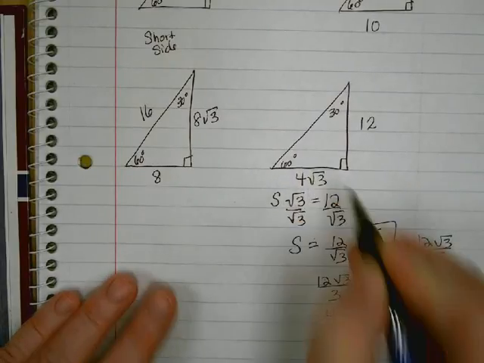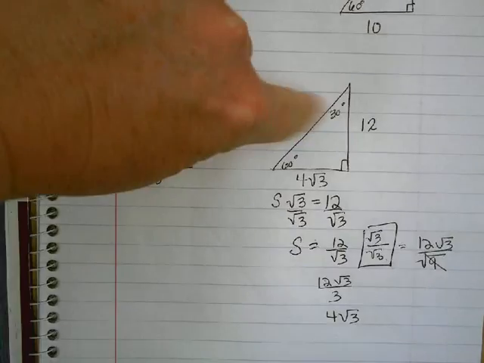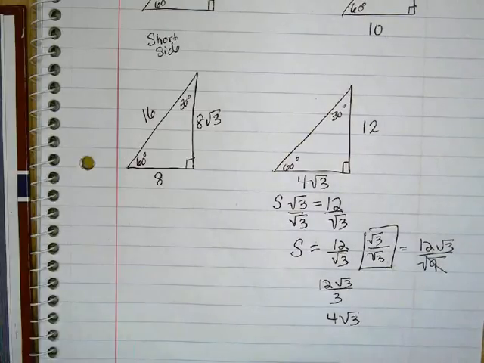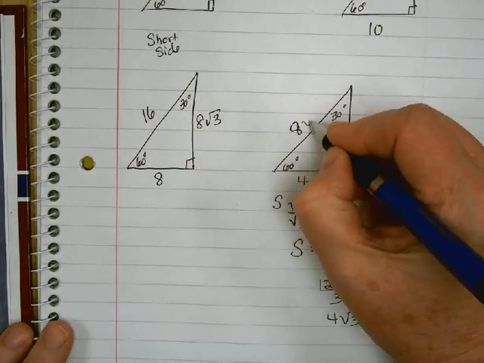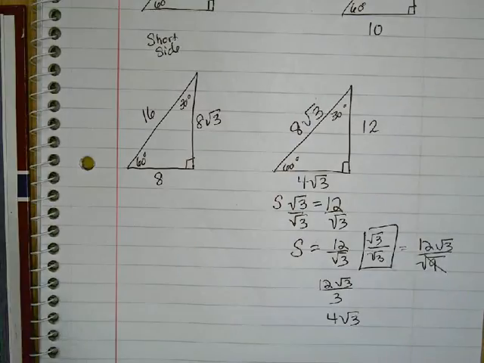You still have to find this one. What are you going to do to find that one? Times 2, so that's going to be 8 square roots of 3. Those are the three situations that might occur. All right?